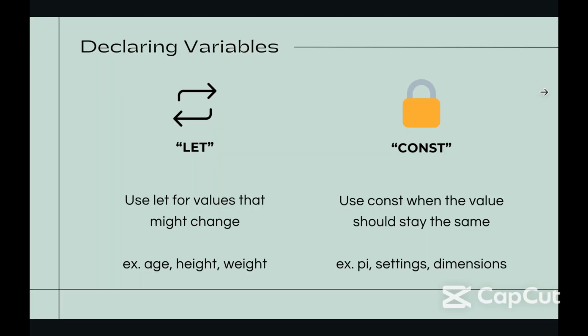In JavaScript, there are two main ways to create variables, let and constant. Use let when the value might change later, like tracking someone's points in a game. Use constant when the value will stay the same forever, like your birthday, your name, or the value of pi. Once you use constant, you can't change it, but with let, you can update it anytime.